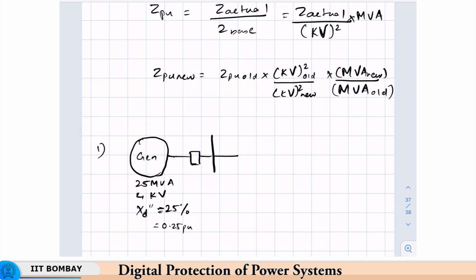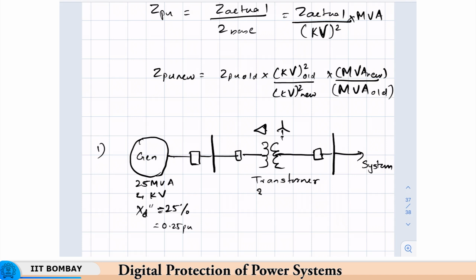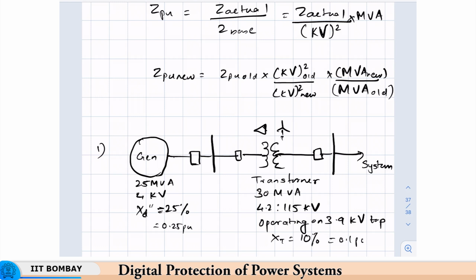So, this is a bus, this is a transformer, a delta star grounded transformer. This is another bus here, and then it goes to the system. This transformer is rated 30 MVA, 4.2 to 115 kV. As I said, this is an American textbook, so the operating voltages could be a little different. Operating on a 3.9 kV tap. And XT, the transformer leakage impedance, is 10% or 0.1 pu.